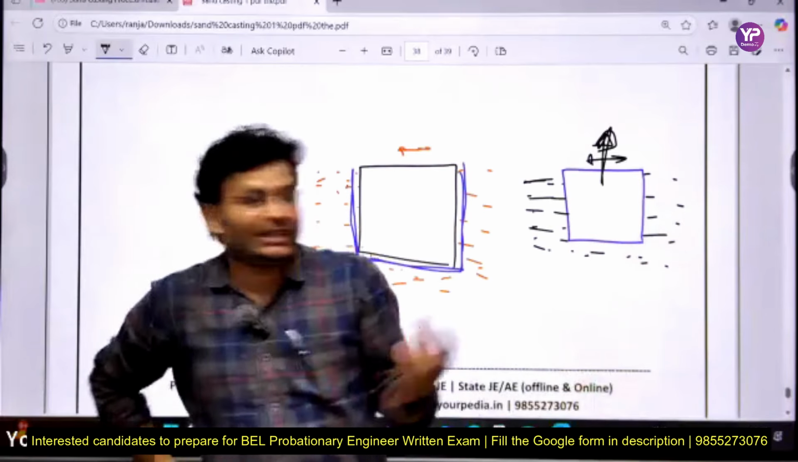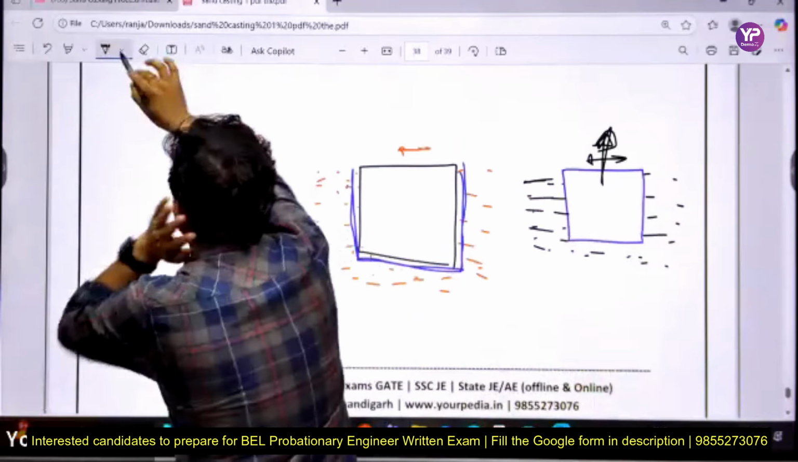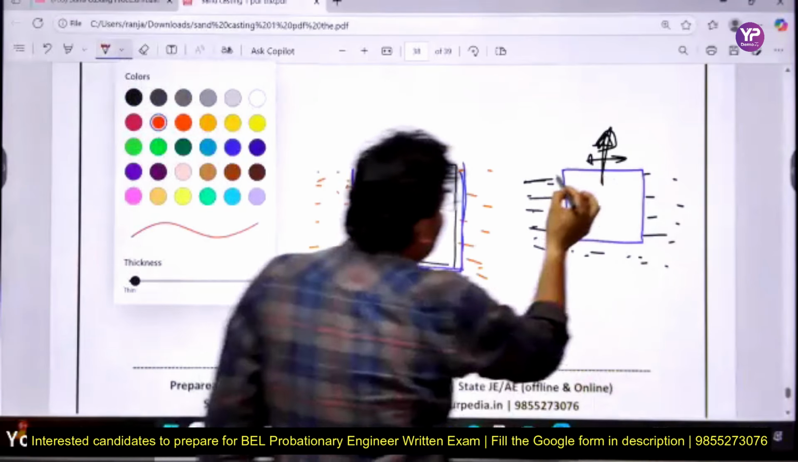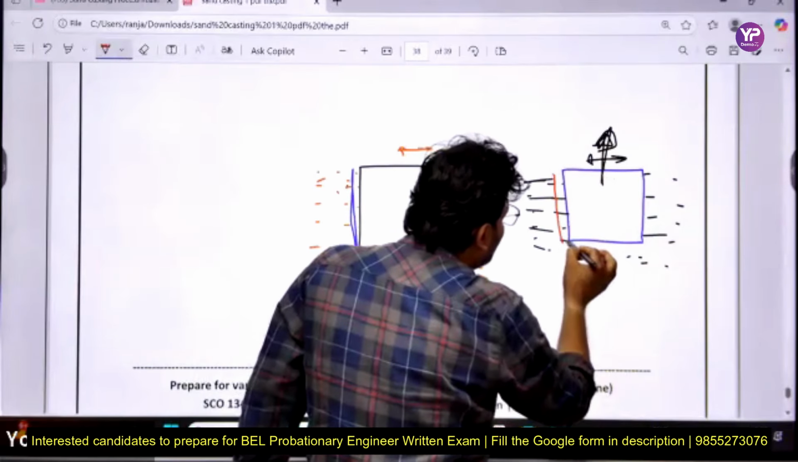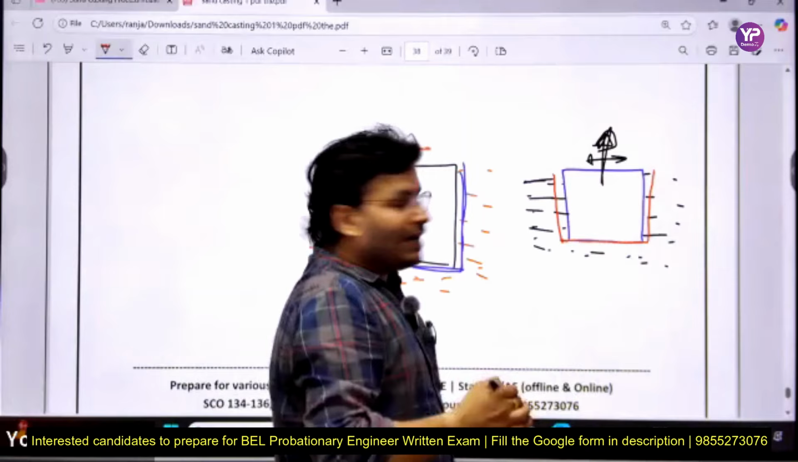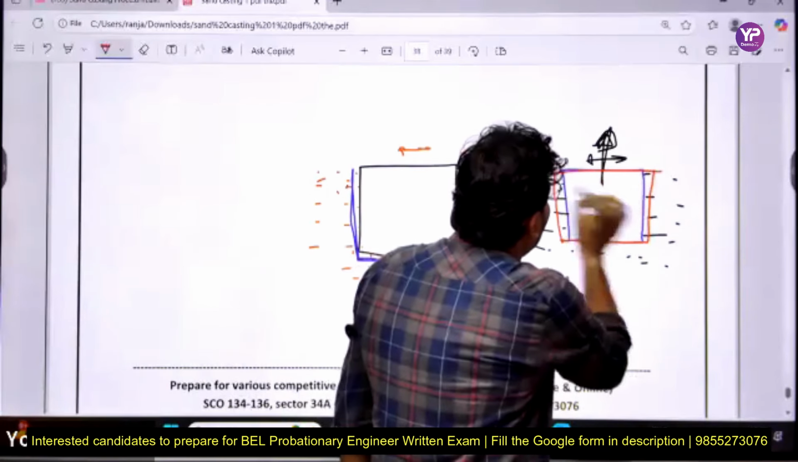That's why you can say the size of the cavity becomes like that. Since you have wrapped the pattern, the cavity becomes a little bigger, and you will get the product like that. This will be the product.